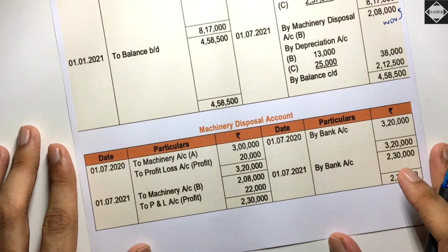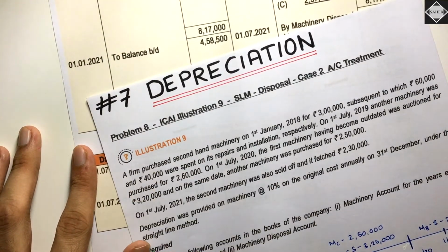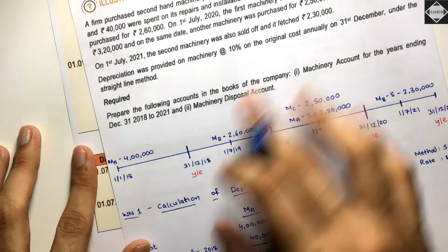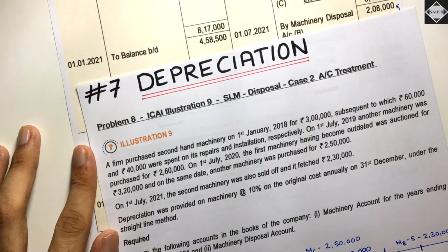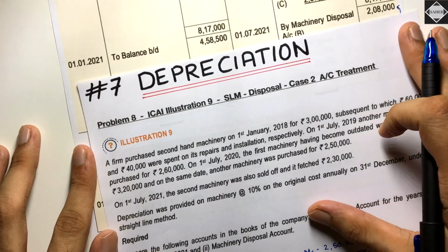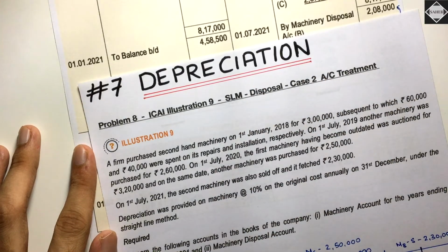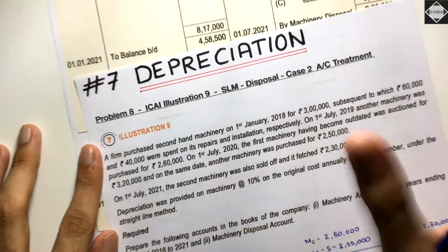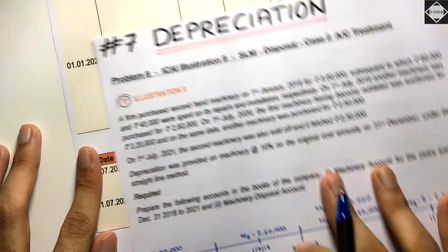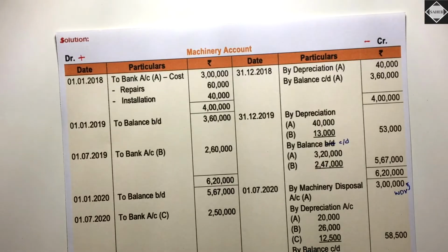Simple and straightforward. Okay, so this was the illustration 9, but of our series problem 8. Here we saw that we are selling the asset in between the timeline, right? And here we had straight line method, so that's why the job was a little bit simple. If it was WDV, then it gets a little bit complicated, but don't worry, we have solved a problem regarding that also in the previous video. So just go over there and watch. Okay, you will see how easy it is. So this was case 2 accounting treatment. There is no provision over here, but we have to maintain asset disposal account. At that time, what you have to do, we saw it was really simple and straightforward.